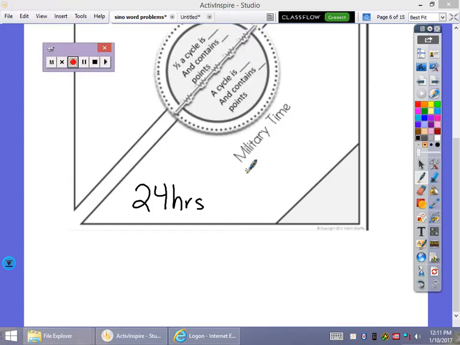Okay, we're going to start with military time, and you told me that it's 24 hours. What else can you tell me? Okay, it doesn't go 12 back to 1, it goes 12 to 13. Okay? Why might this be significant when dealing with graphing on an x and y coordinate?